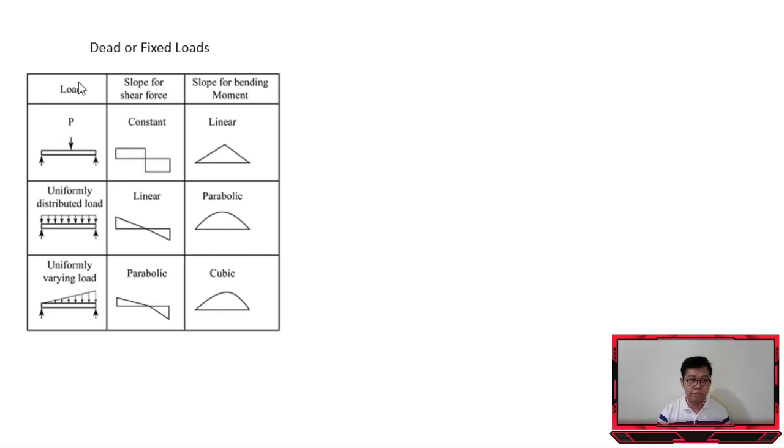Naalala nyo to? We have, for example, pag meron kayong concentrated load, meron tayong ganito yung shear diagram natin, and then linear yung moment diagram natin. Likewise, pag meron din tayong uniformly distributed load, we have a linear yung shear diagram natin, and then parabolic naman, kasi plus 1 degree yan, di ba? So, anyway, this is just a review na lang. And then pag uniformly varying load naman, parabolic yung shear diagram, and then we have a cubic para sa moment diagrams.